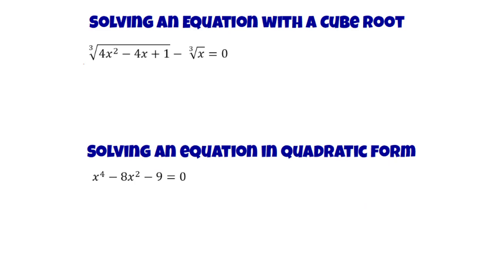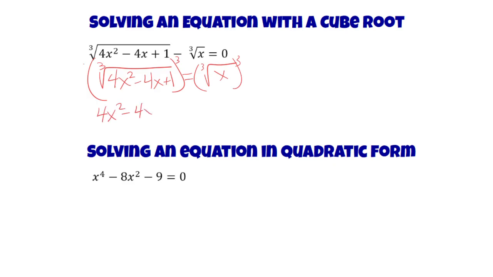What if it's not a square root? What if it's a cube root? Well, no big deal. I'm just going to, in this case, get a radical on either side. I was nicer here because you just have a 0 on both sides. So you're going to have a cube root of 4x squared minus 4x plus 1 equals, and I'm just going to add this over. The 0 doesn't do anything. And now I just get to cube both sides. Cube and cube root undo each other. I get 4x squared minus 4x plus 1 equals x.